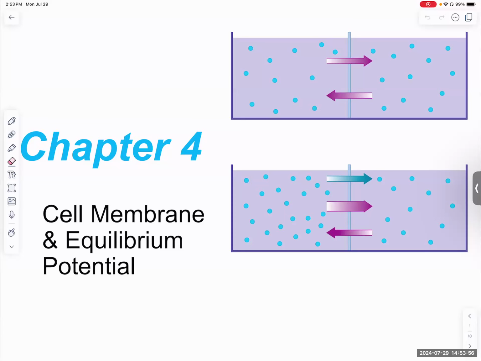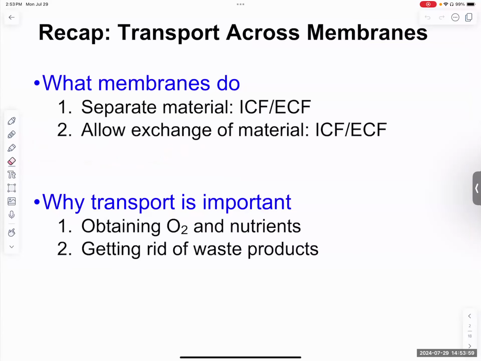So let's get started on the first one. We're kind of recapping transporting things across cell membranes. Cells are the smallest functional unit, and being the smallest functional unit, that means it has to function. And in order for the cell to function, it needs to control what is inside the cell from what is outside.